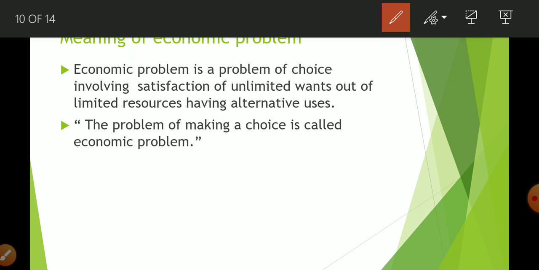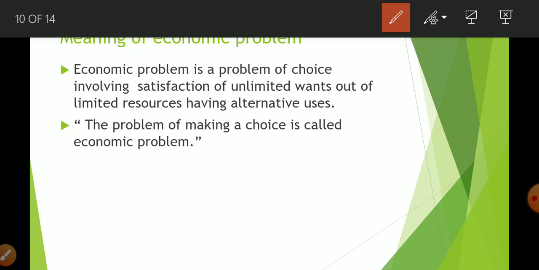So there are many brands like Patanjali, Colgate, Close-Up, Pepsodent, Dabur Lal. All these are used for cleaning the teeth, brushing the teeth. But when you are going to select, you are going to face the problem of selection: which one you are going to pick up, which brand you are going to use. So this problem of selection is known as an economic problem.